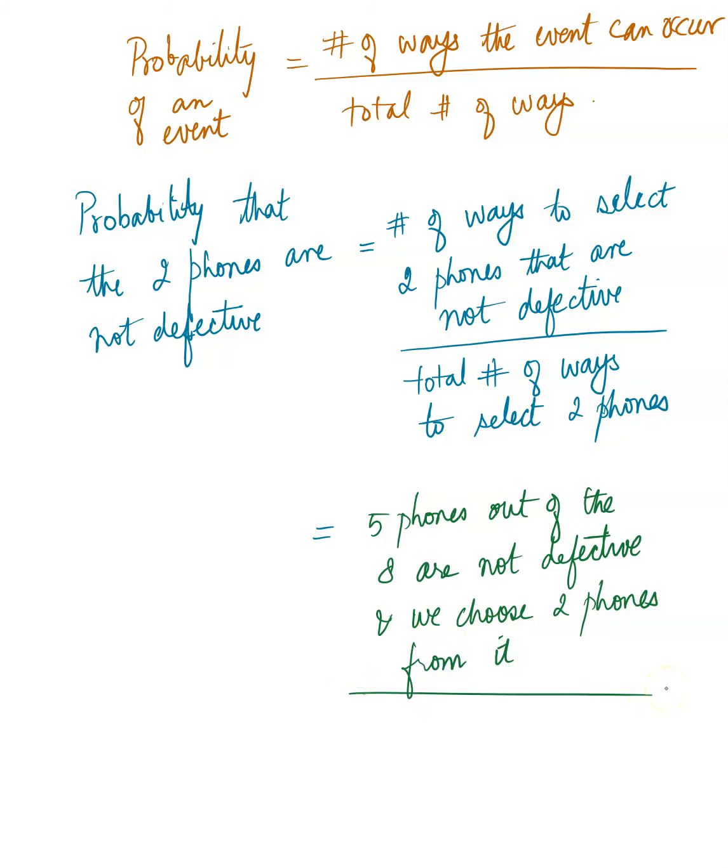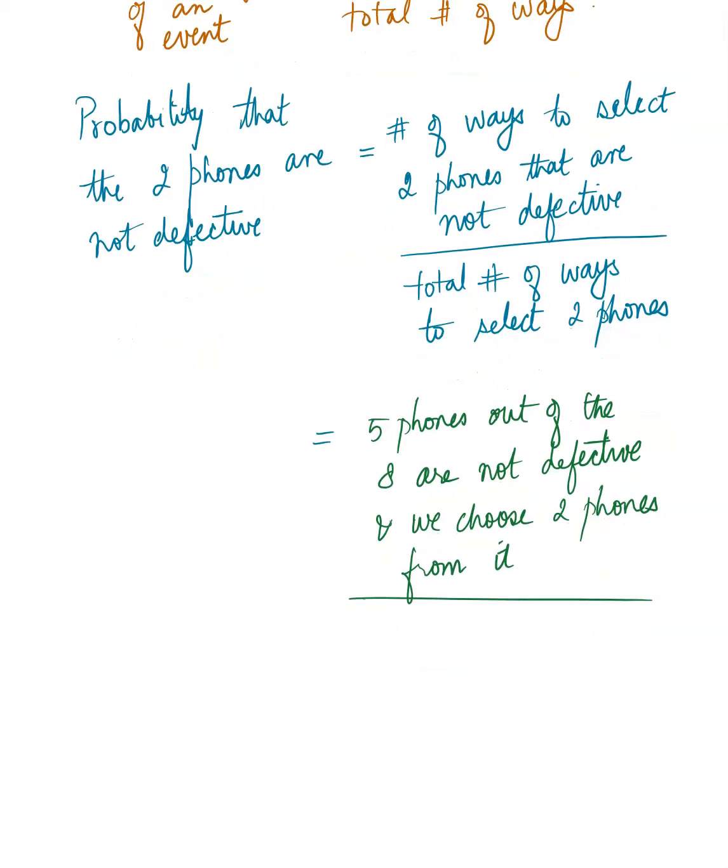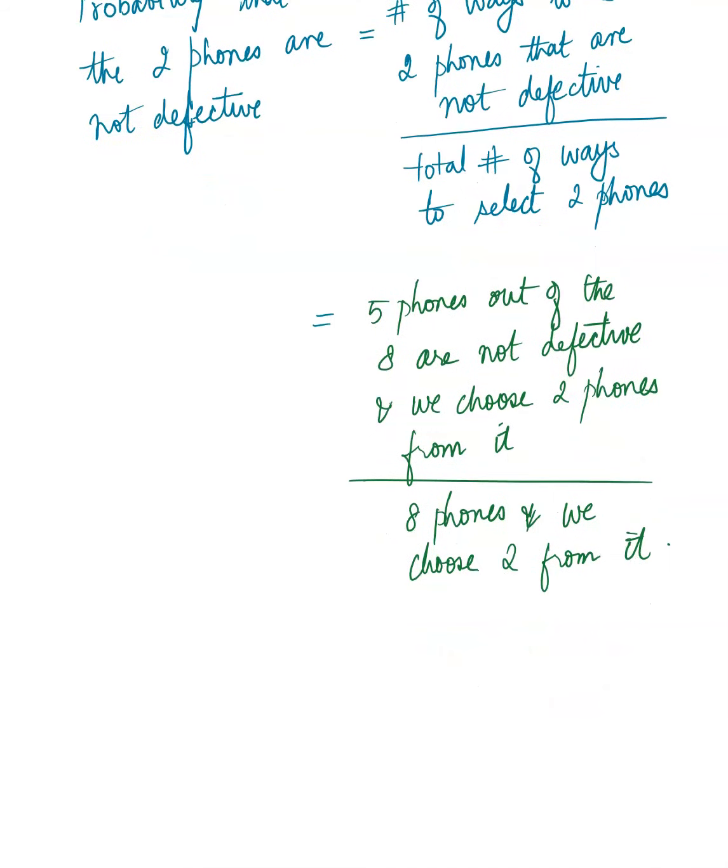And for the denominator, if you see, there was no question about defective or non-defective. So the store has a total of 8 phones, and we choose 2 phones out of it, 2 from it. Writing it in words helps you to then formulate your structure for the combination.